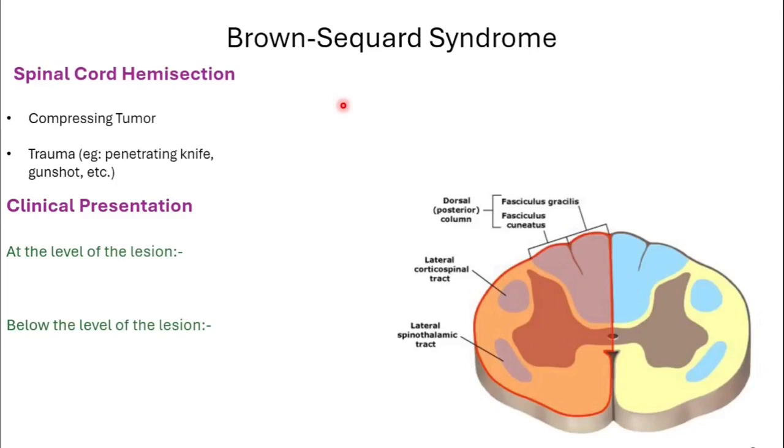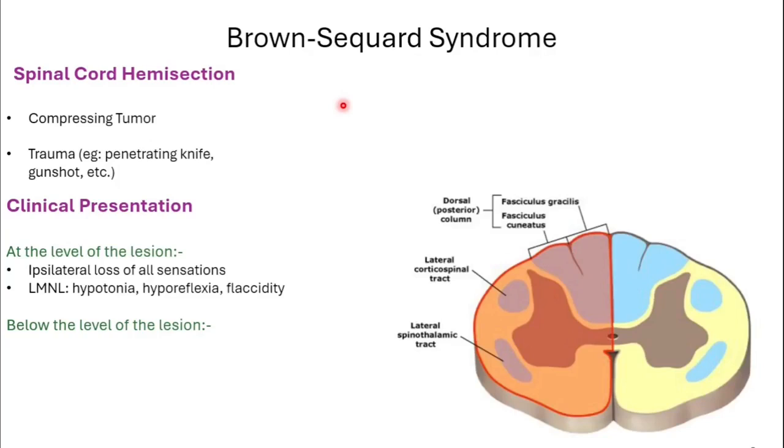At the level of the spinal cord lesion, the patient will have loss of all sensations on the same side of the damaged half of the spinal cord, and a lower motor neuron lesion of the muscles supplied by the affected segment. And as we remember from previous lectures, the lower motor neuron lesion presents with hypotonia, hyporeflexia, and flaccidity.